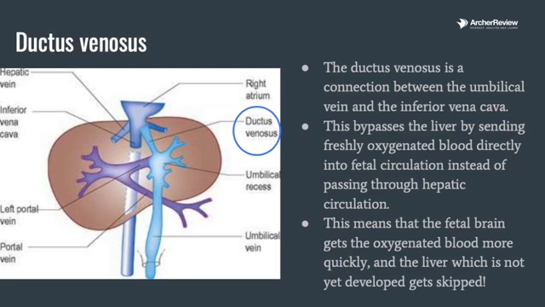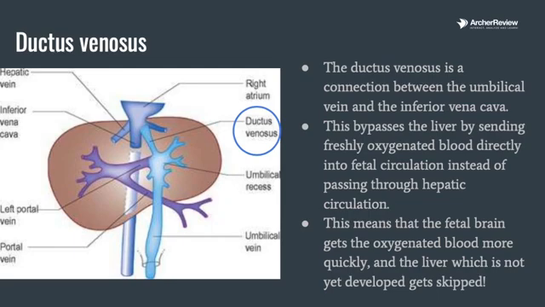It needs to develop. They need all that fresh oxygen. And remember, the liver is underdeveloped and not functioning yet. It doesn't have all those filtration capacities, so we need to skip it. We do not want hepatic circulation. That would be damaging to the fetus. So blood comes to the fetus from the umbilical vein. The ductus venosus bypasses the liver, sending freshly oxygenated blood directly into fetal circulation, specifically to the brain, instead of passing through the hepatic circulation.